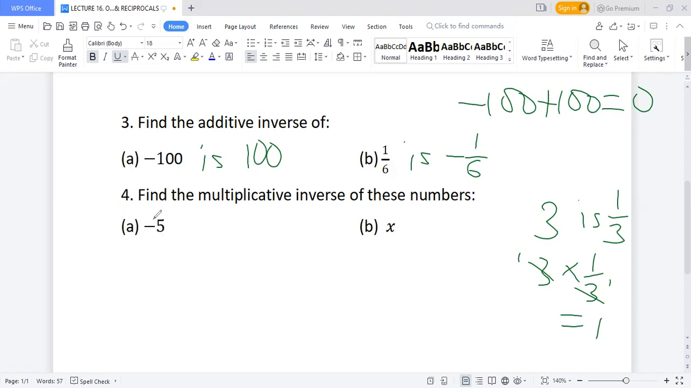So the multiplicative inverse of -5 is 1/-5. And that of x, the multiplicative inverse of a number x, is 1/x.